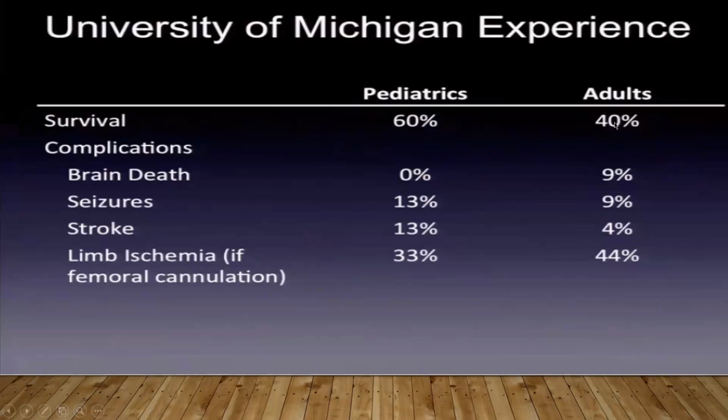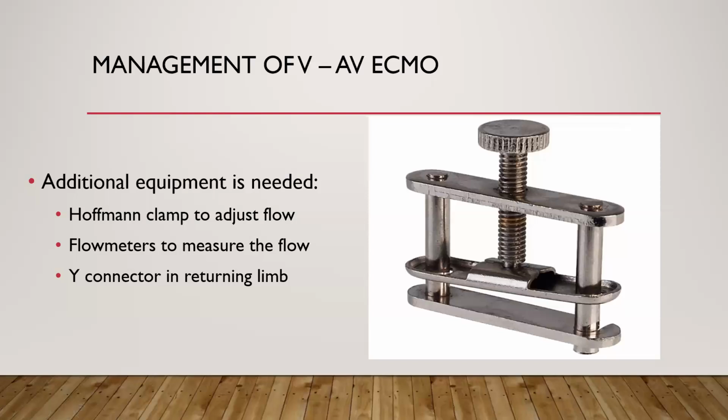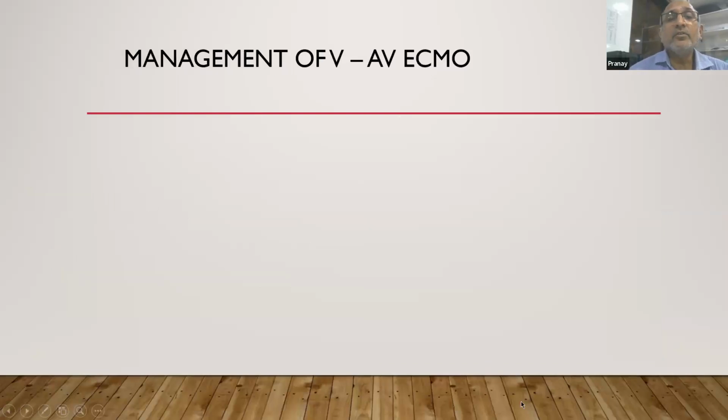Now, how will you manage this VAV ECMO? What you require is an additional piece of equipment to manage this. This is a Hoffman's clamp, and that is required to regulate the flow. Why you require to regulate the flow is because you require a Y connector in the circuit. This is another picture.